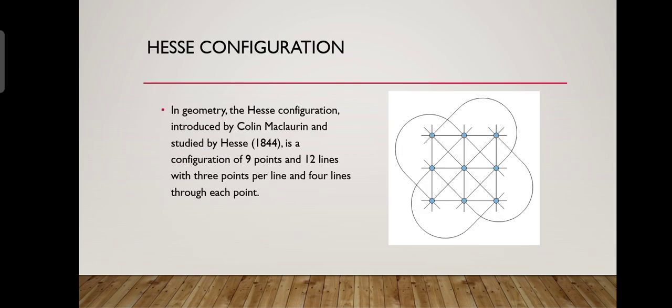Next one is the Hesse configuration. In geometry, the Hesse configuration, introduced by Colin Maclaurin and studied by Hesse in 1844, is a configuration of 9 points and 12 lines with 3 points per line and 4 lines through each point. Based on the definition, it has 9 points and 12 lines with 3 points per line and 4 lines through each point. Based on the figure, it's easy to understand what the definition says.